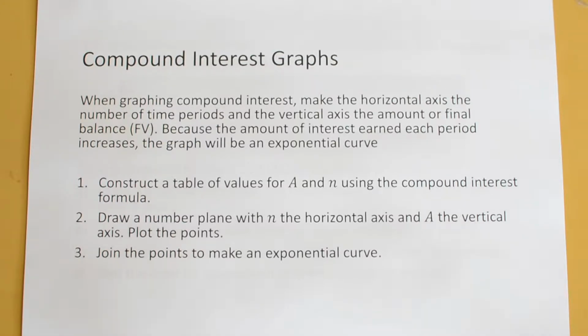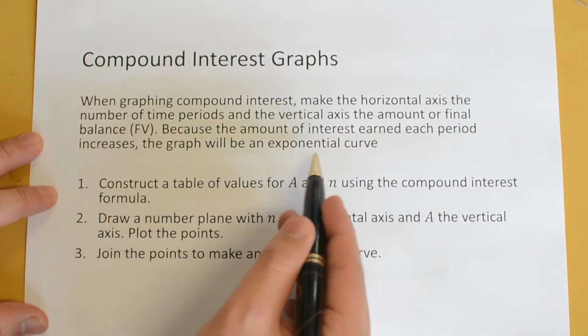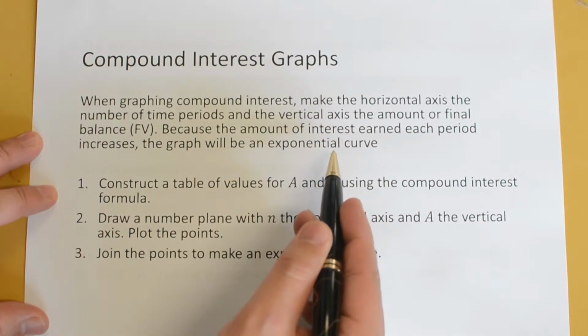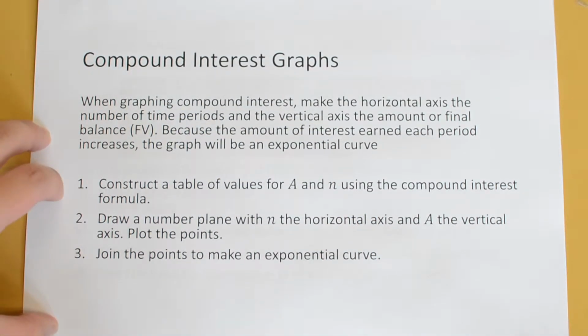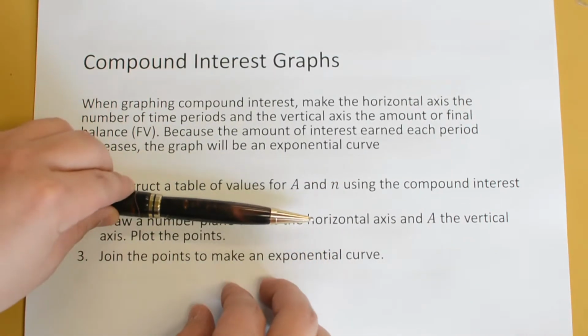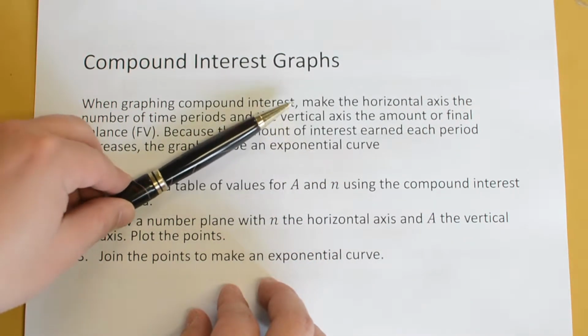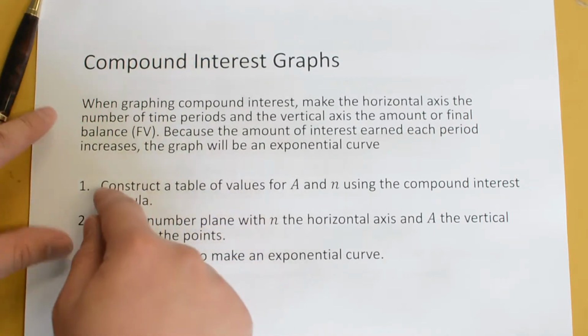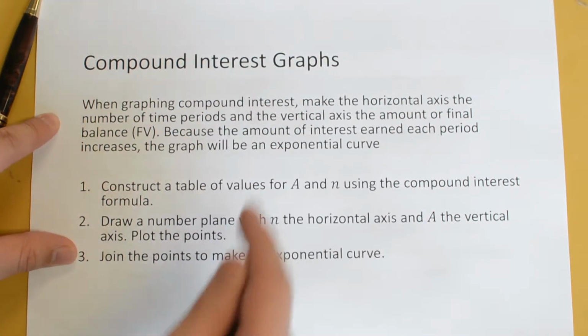And from this new principal we then calculate the interest again. So that is your interest added with your principal, which is also earning interest. Because the amount of interest earned each period increases, the graph will be an exponential curve. What that means is that the gradient will be increasing over time, so it'll start out low and over time it'll increase, which makes a curve kind of like that.